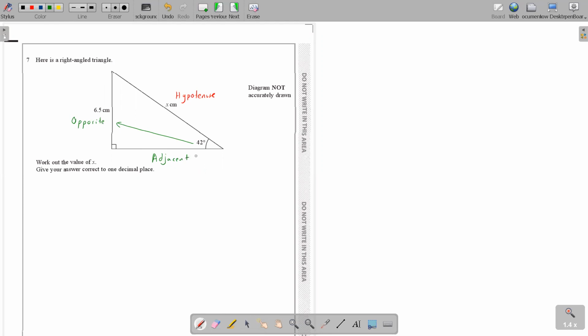So obviously now we need to use one of three rules: sine, cos, tan. So we know sine theta, or in this case the angle is 42. So you must write sine 42. So sine 42 is opposite over hypotenuse. Sine is opposite over hypotenuse, cos is adjacent over hypotenuse, tan is opposite over adjacent. So you need to know these rules, right? So sine is opposite over hypotenuse, the opposite side over the hypotenuse side.